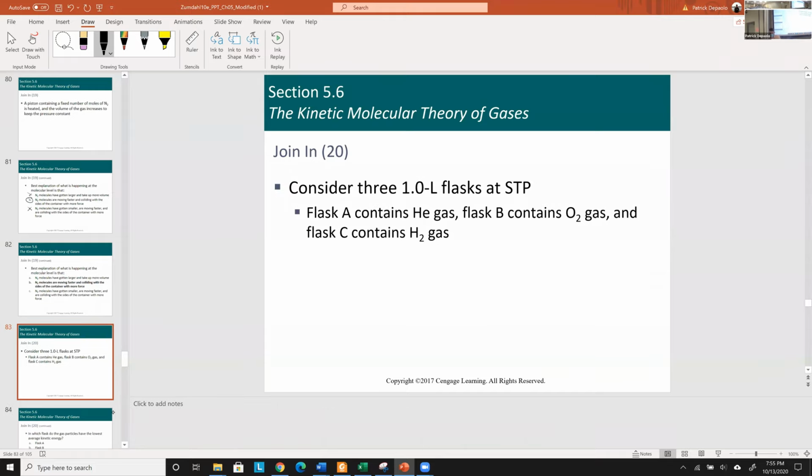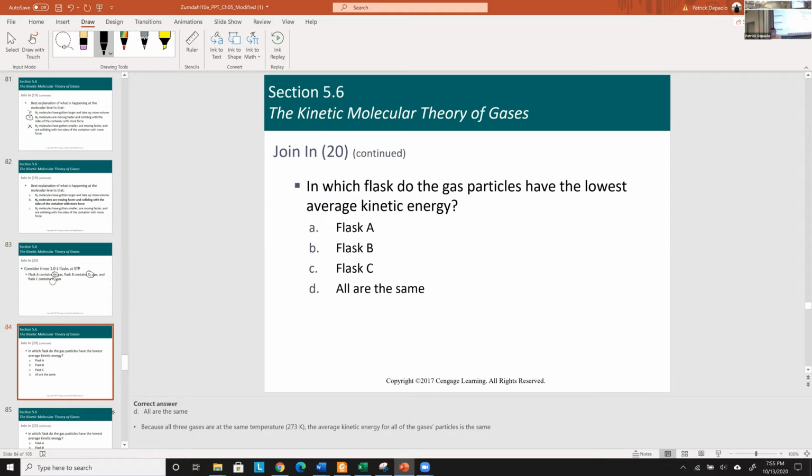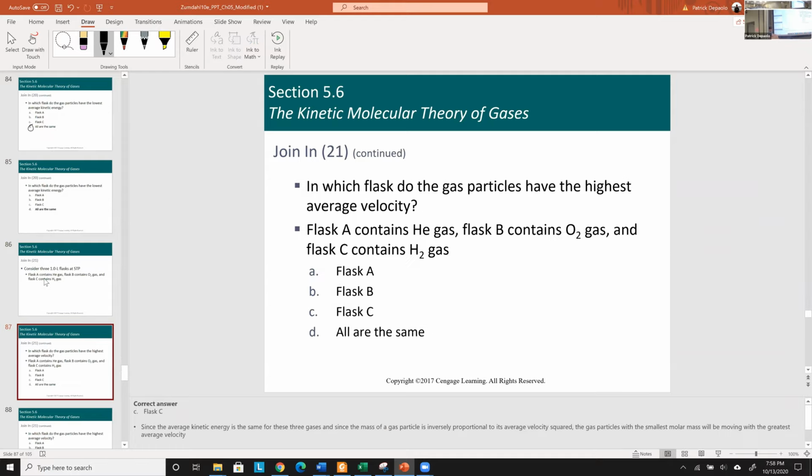All right. This is a good one. So consider three flasks, 1 liter each at STP. Flask A contains helium. Flask B contains oxygen, and flask C contains hydrogen. So these three gases again. In which of the flasks do the gas particles have the highest velocity?